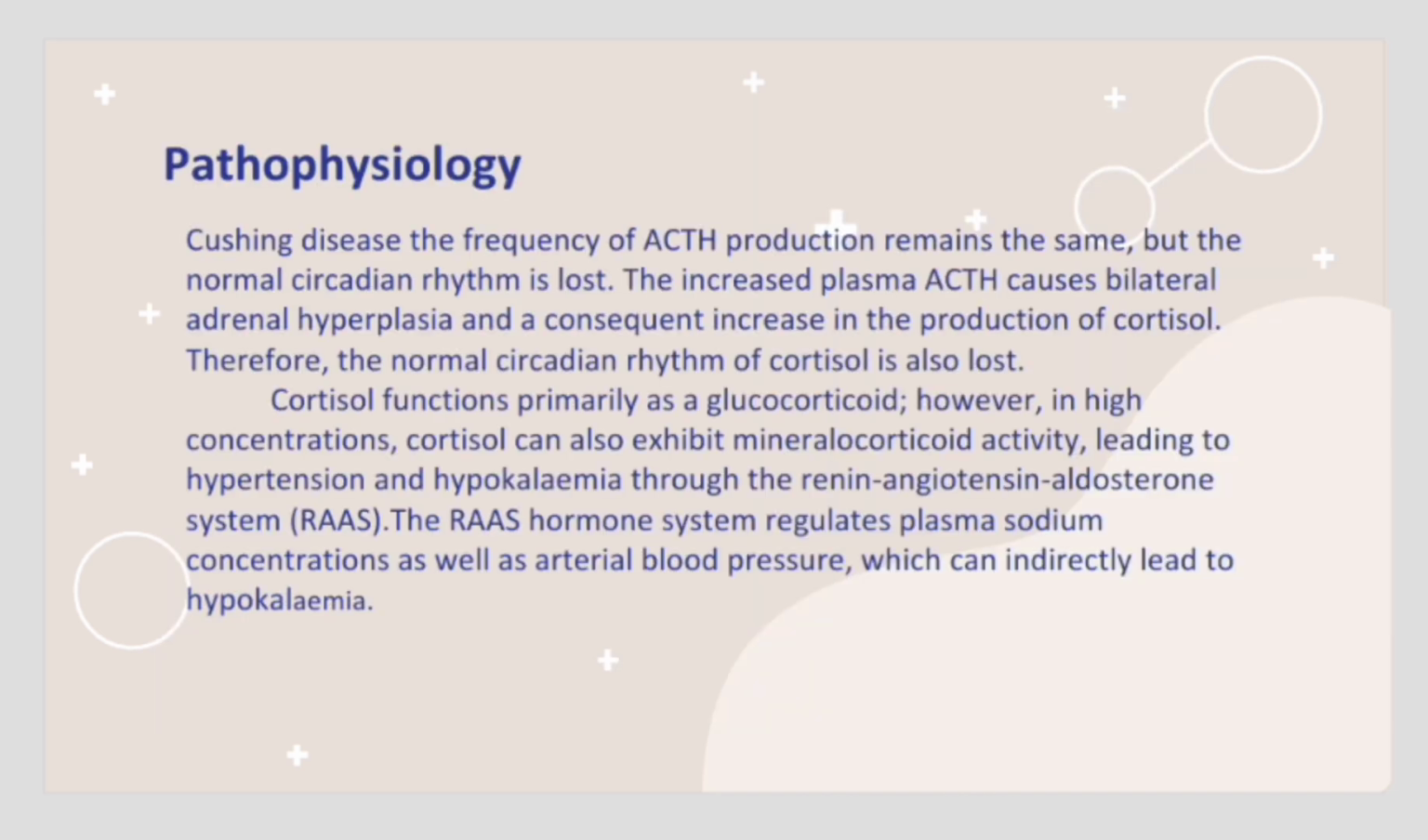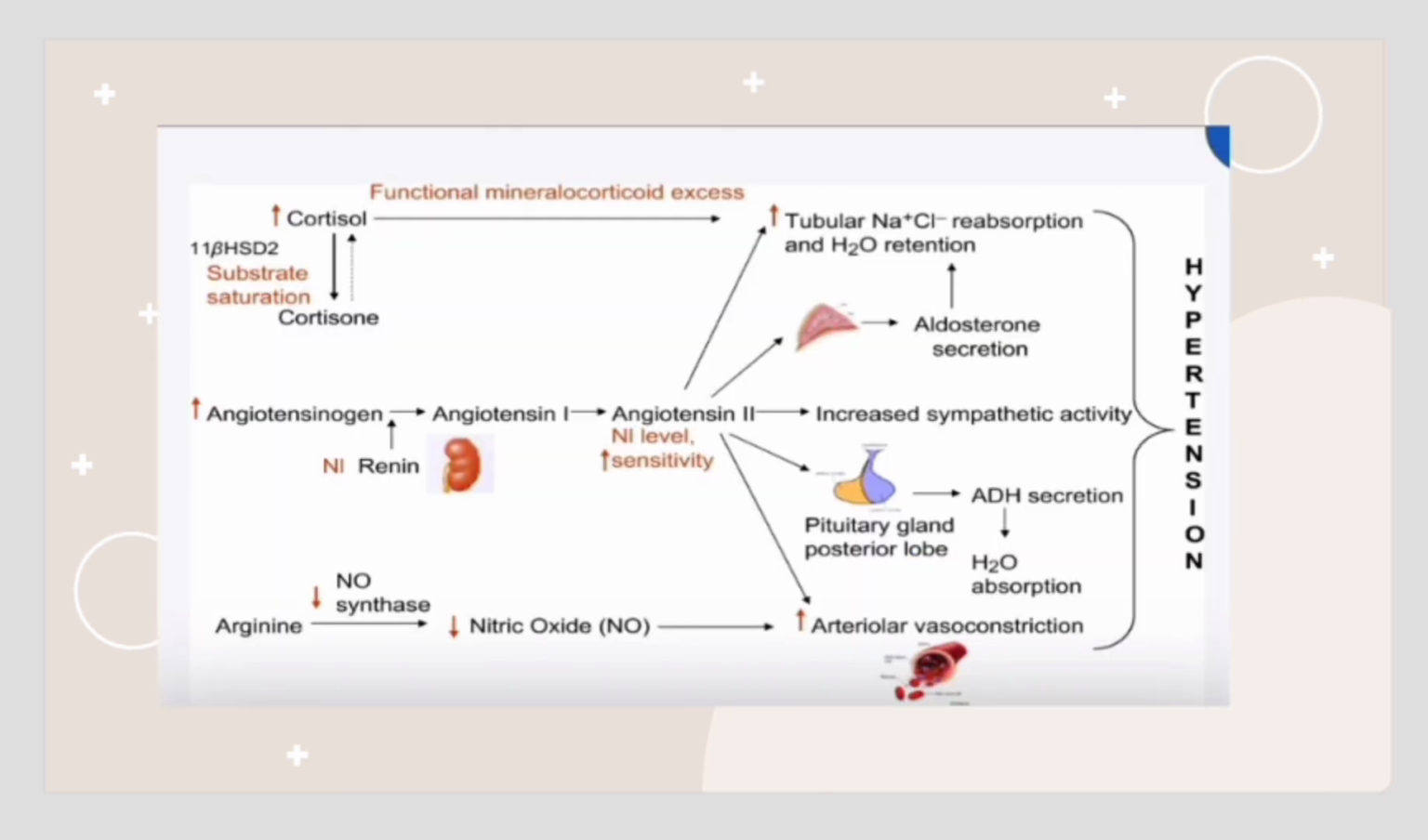Coming to the pathophysiology, in Cushing disease the frequency of ACTH production remains the same, but there is a loss of normal circadian rhythm. In this flowchart, we observe that the frequency of ACTH remains the same, so cortisol increases by mineralocorticoid activity, which increases the sodium and chloride ions reabsorption.